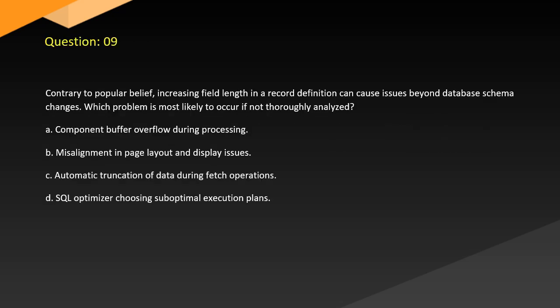Question 9. Contrary to popular belief, increasing field length in a record definition can cause issues beyond database schema changes. Which problem is most likely to occur if not thoroughly analyzed? A. Component buffer overflow during processing. B. Misalignment in page layout and display issues. C. Automatic truncation of data during fetch operations. D. SQL optimizer choosing suboptimal execution plans.